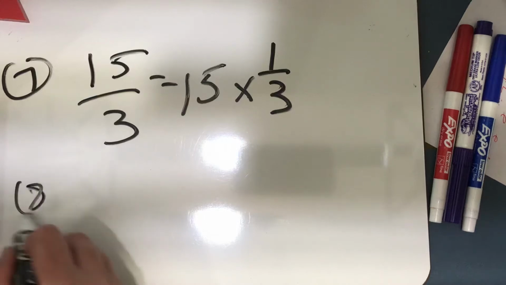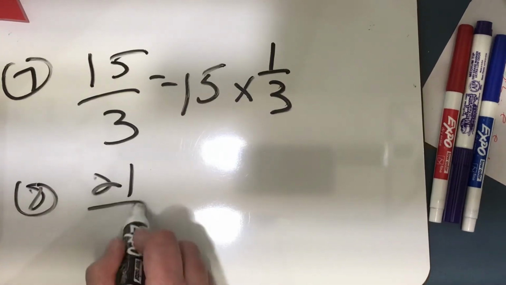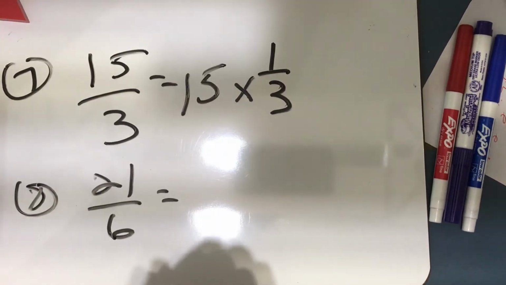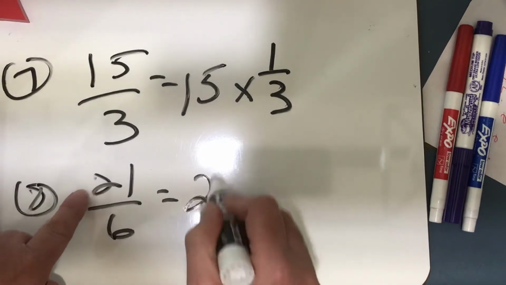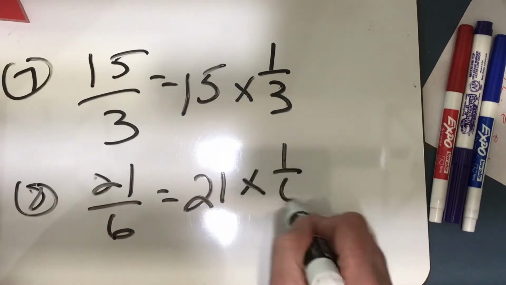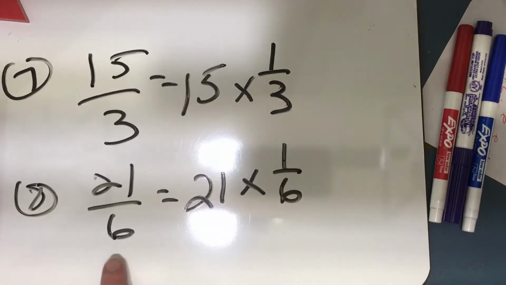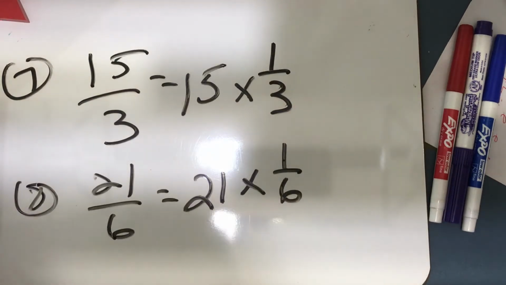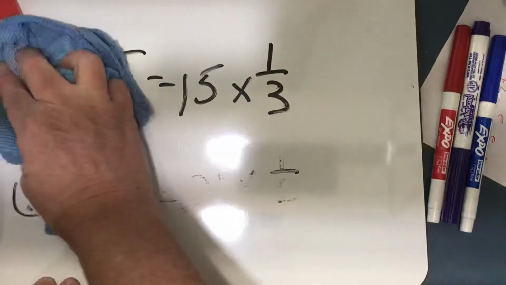Number 8 says 21/6 equals, well, it would be 21, my numerator, times 1/6, because that's the unit fraction. My denominator stays the same. All right, and then number 13, word problem.